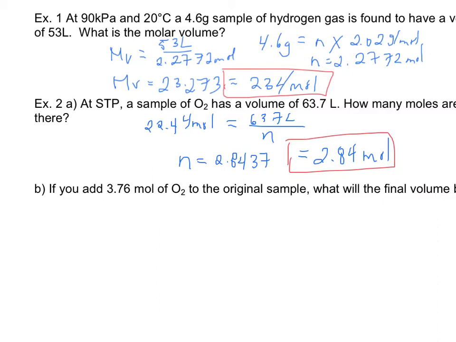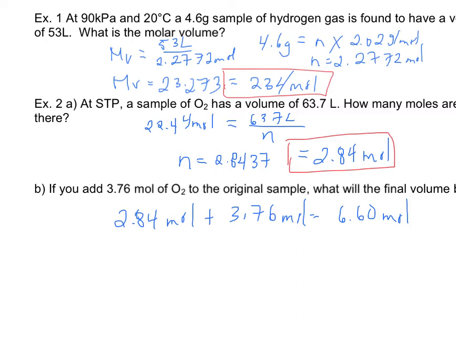Now there's a couple of options to solve example B. Here it tells us we take our original sample, 2.84 moles, and we add 3.76 moles to it. This gives us 6.60 moles of gas in our total sample. Now I could sub this into Avogadro's hypothesis. My initial moles would be 2.84, my initial volume would be 63.7. My final moles would be 6.60, and I'd solve for V2.